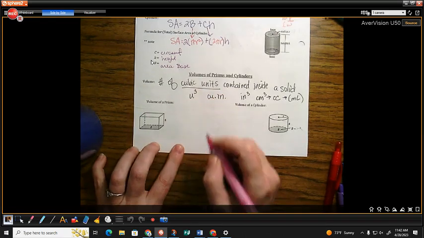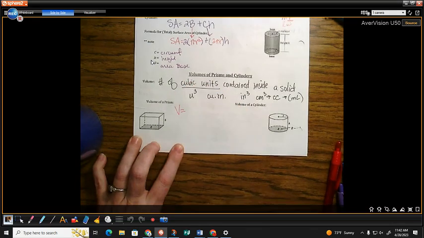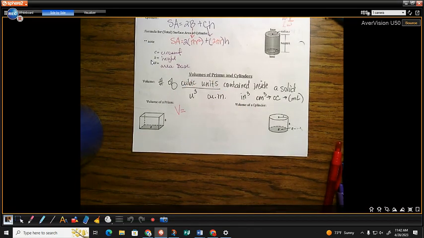So how do I get volume then for a prism? Well, guess what, guys? A prism is just a stack of bases. A prism is just a stack of bases. Okay? Think about that. Think about a rectangular prism. What is my base?